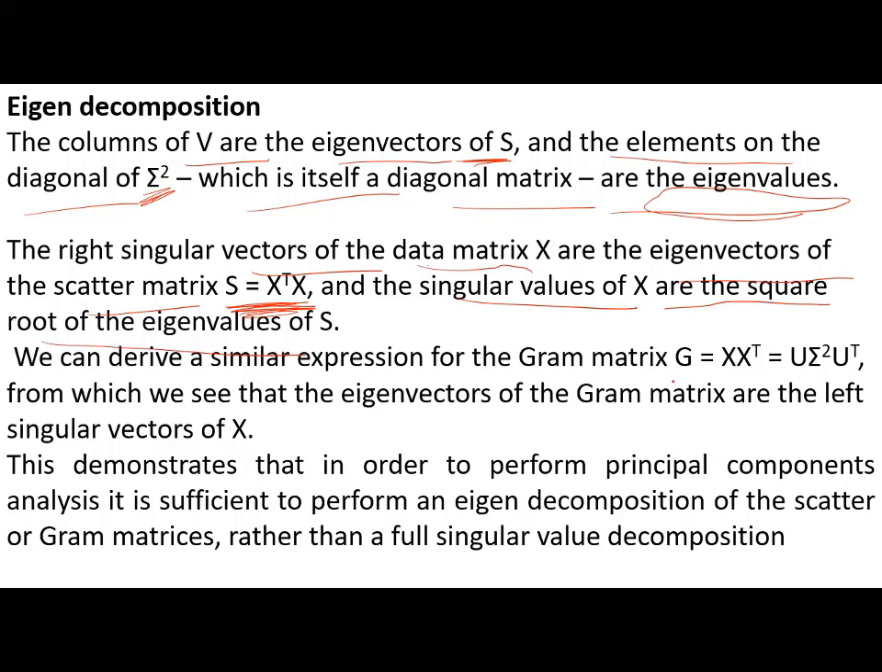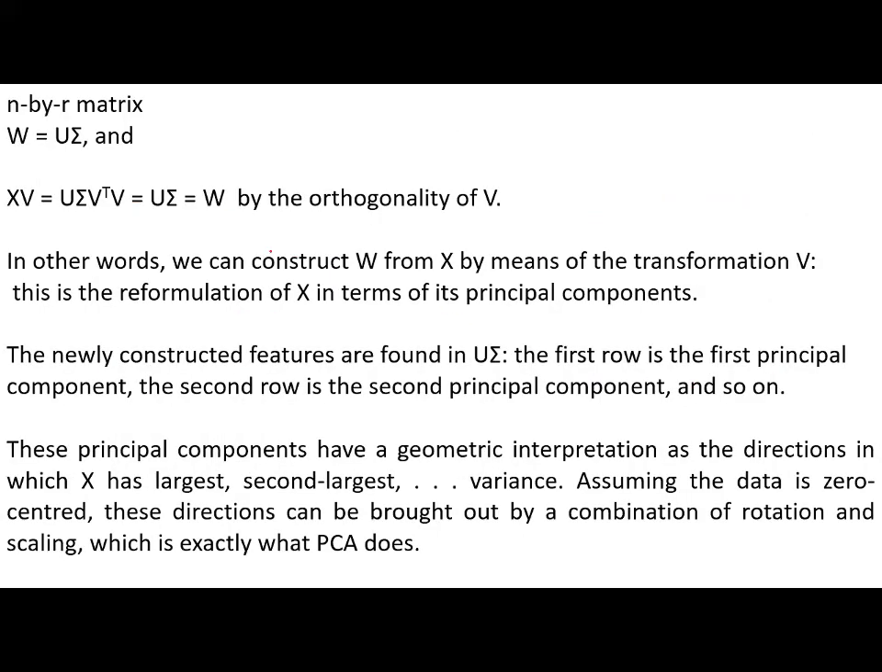So it can be written as G is equal to X into X power T, where X is as in the previous formula. We can see this as W is equal to U sigma.